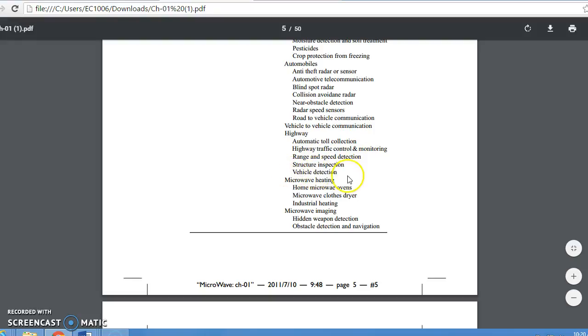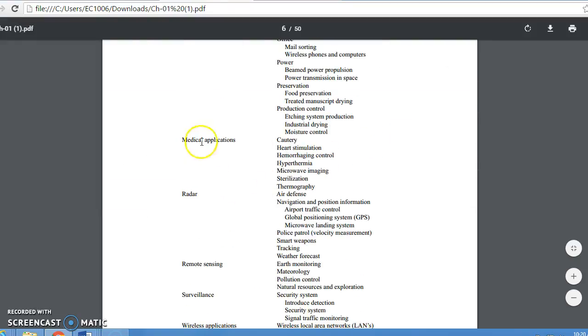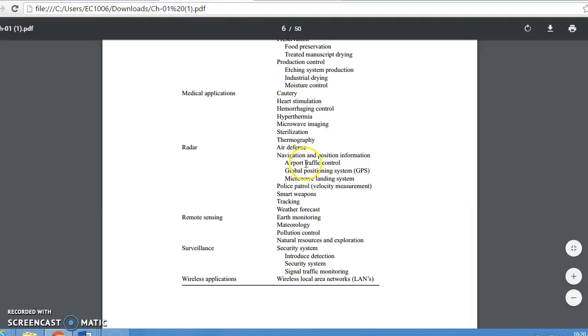inspection, vehicle detection. In microwave heating, that is home microwave ovens, microwave cloth dryer, industrial heating, and microwave imaging, so hidden weapon detection, obstacle detection and navigation. So these are the many applications we are going to see here in this part that can be used.